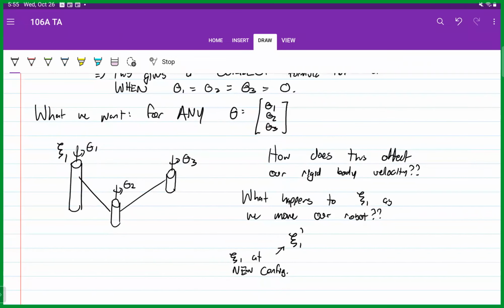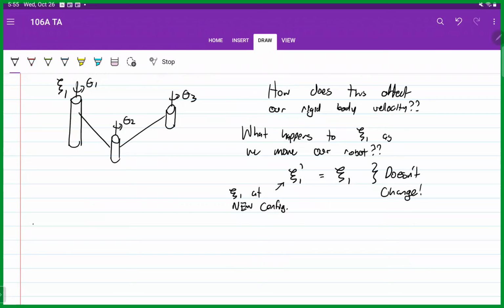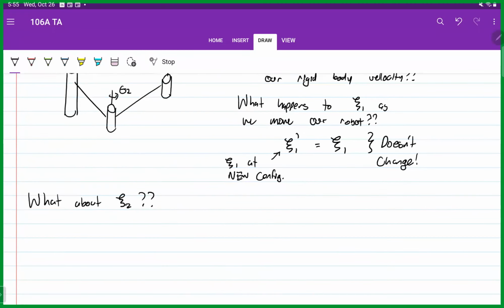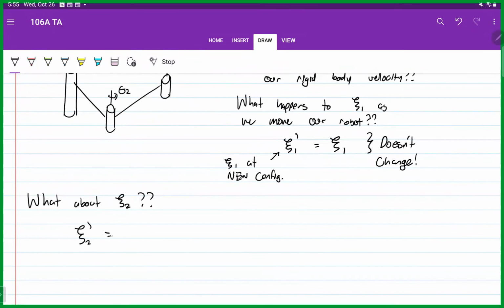So because this xi1 is already on this first axis, it's not being moved around by any of these other joints. So as we move to an arbitrary configuration, xi1 will just stay the same. So it doesn't change. Great, it's pretty nice. What about xi2? How do we figure out what this xi2 prime is?